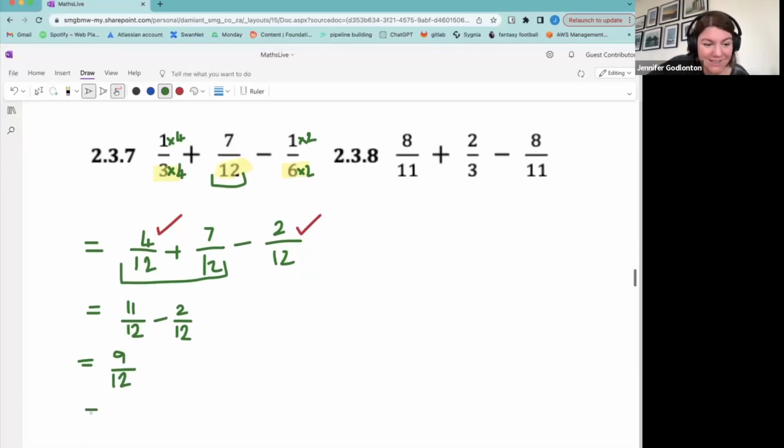Tanda to the rescue in the chat. Absolutely. I can divide both of those by 3. So 9 divided by 3 gives me 3. And 12 divided by 3 gives me 4. So I'm going to land up with 3 over 4. Okay, mark-wise, you would get another one for getting to the 9 over 12 and another one for your simplified answer.